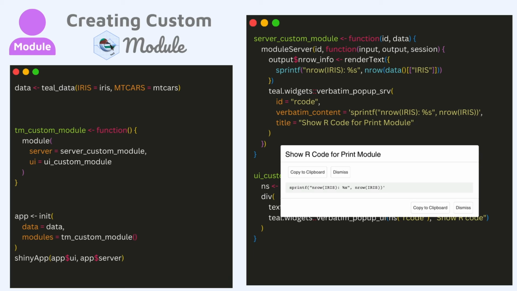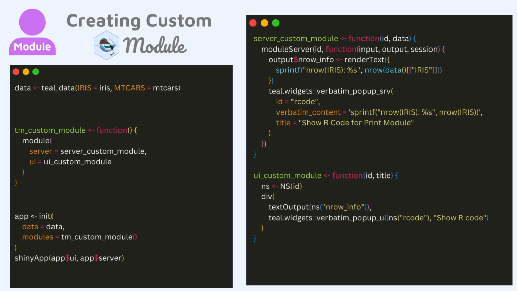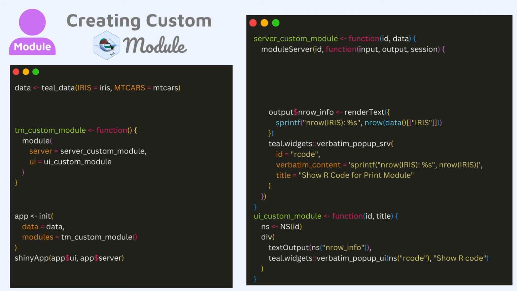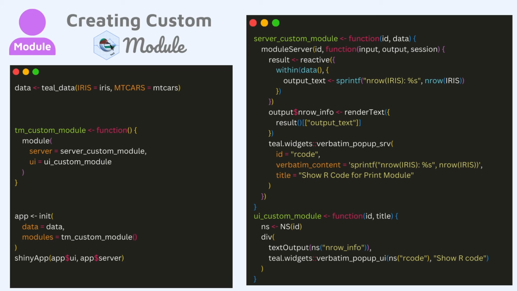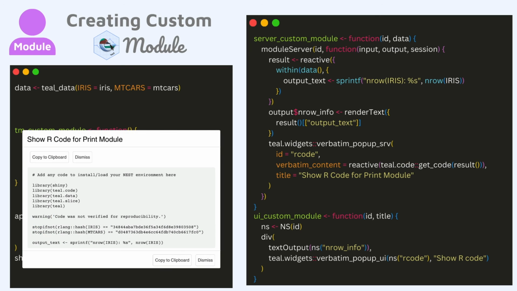Second, this is still not a complete R code to reproduce the output because we have not included the data creation code for iris. To solve this, we want to create the output in a way that is reproducible. We can do this with the help of the Teal data by creating a new Teal data object with our analysis. Now we can use the getCode function from the Teal code package to get the complete code to reproduce this analysis. Now, when we click the Show R code button, we can see that the dynamic code to reproduce the output is present. However, there is still a warning that says code was not verified for reproducibility.